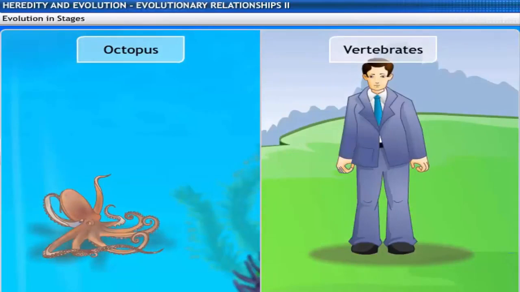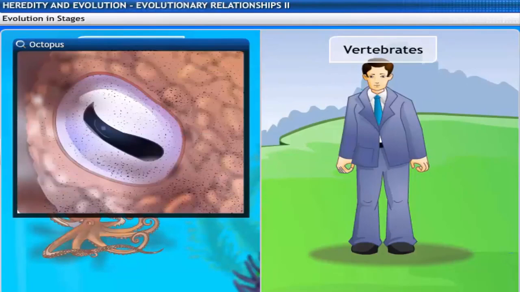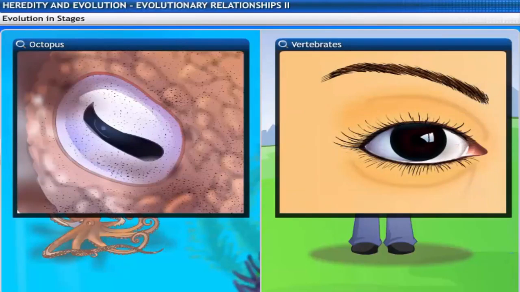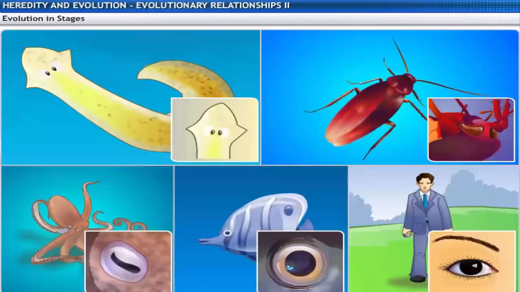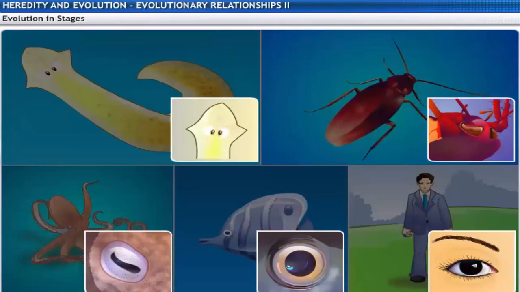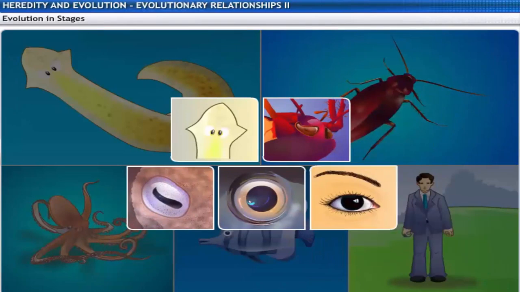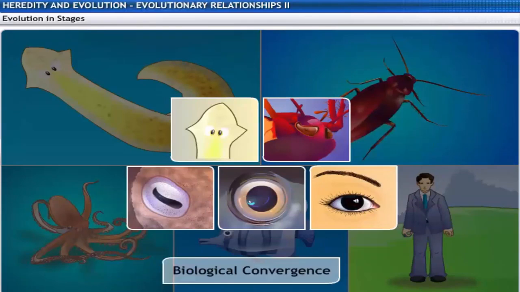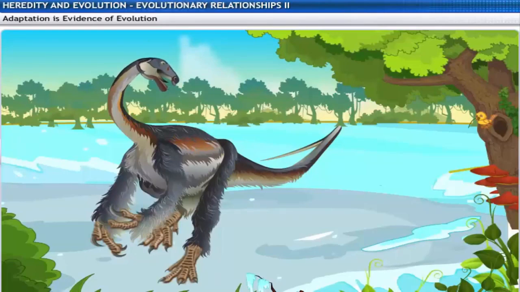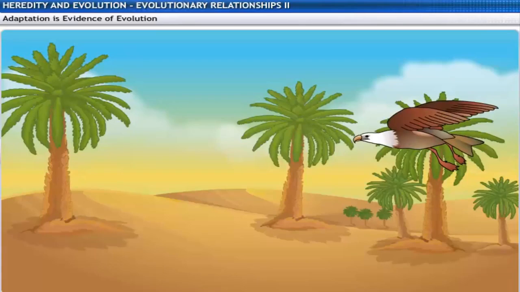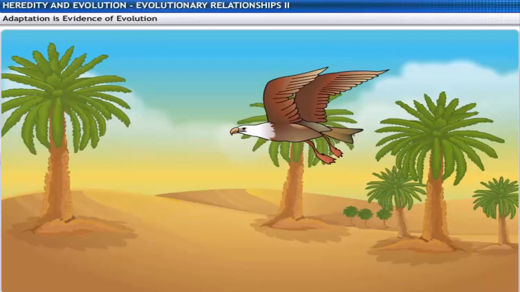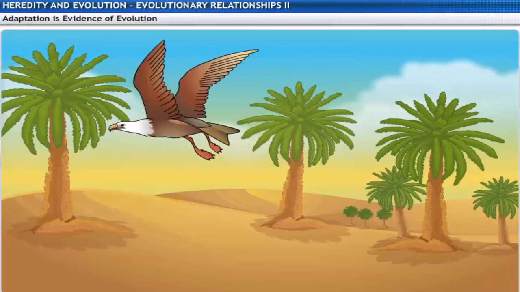For example, the eyes of the octopus and the eyes of vertebrates have evolved entirely independently. These similarities of structure, despite different origins, provide a classic example of biological convergence. A property that is characteristic of a particular animal may, post-evolution, be useful for performing a totally different function.